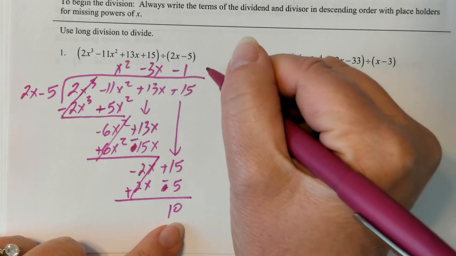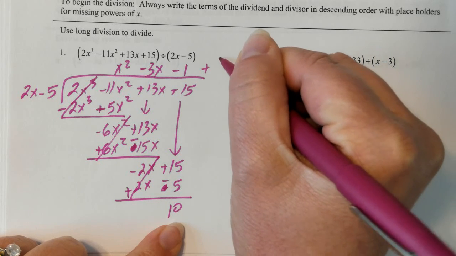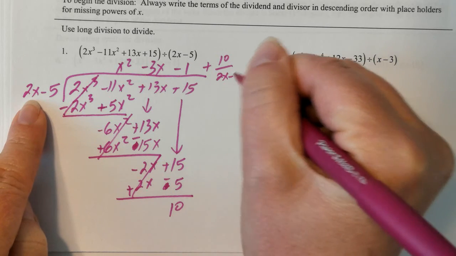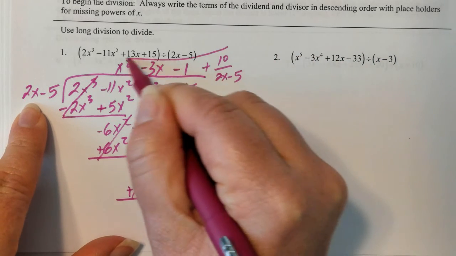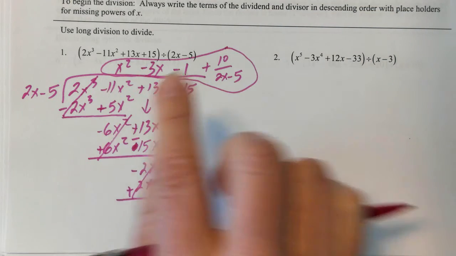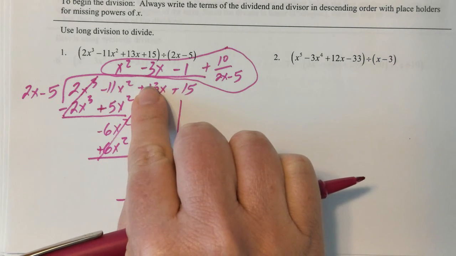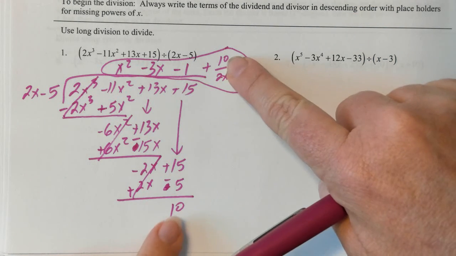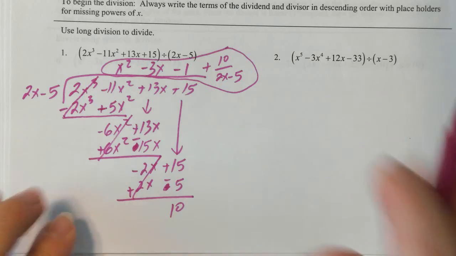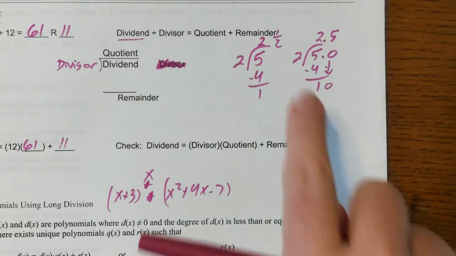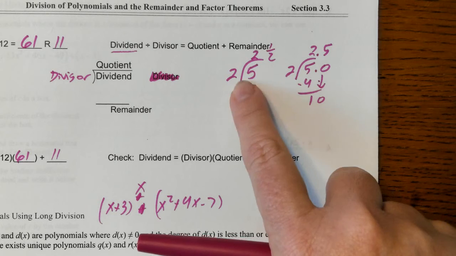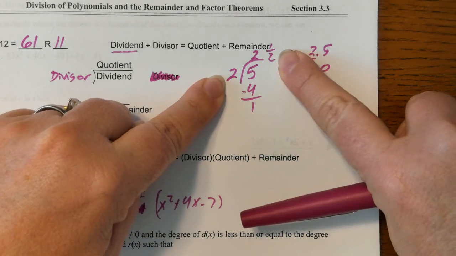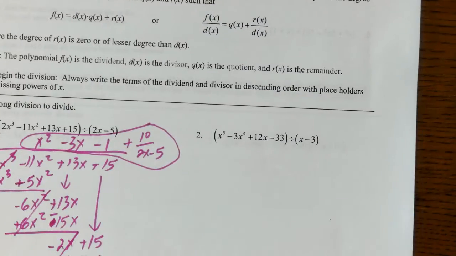Since this is a positive 10, we're going to put plus 10 over whatever we divided by. And we divided by 2x minus 5. So the answer to our division problem, the quotient, will be x squared minus 3x minus 1 plus the remainder of 10 divided by whatever we started with, which is exactly what we do when we had plain numbers. 5 divided by 2 was 2, the remainder of 1, so there was 1 out of 2 left over. Okay? And that's exactly what happens here.